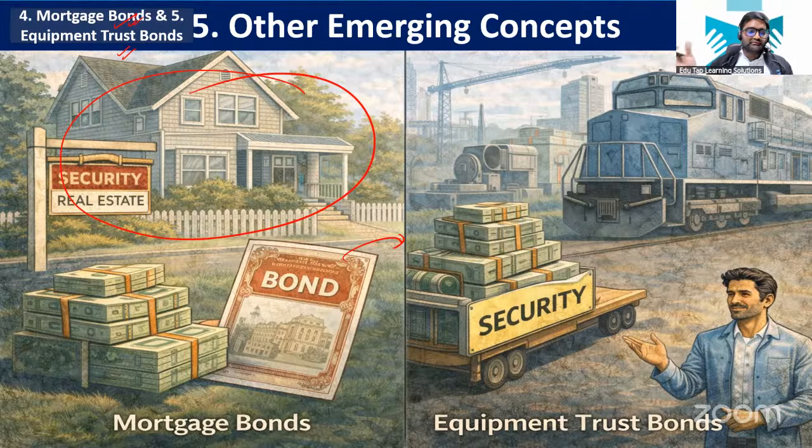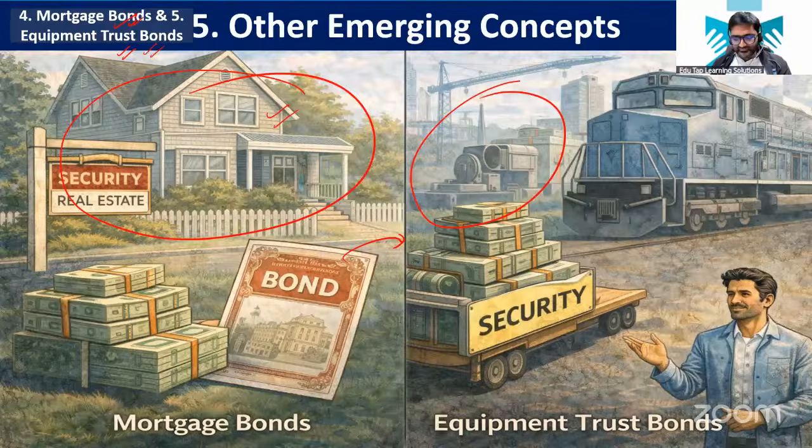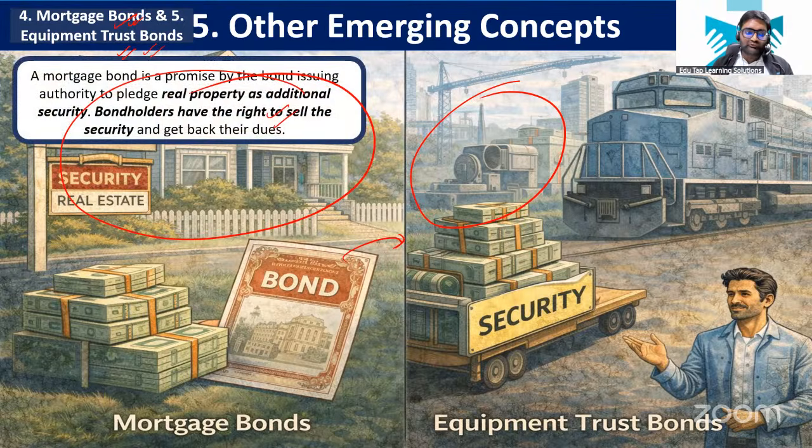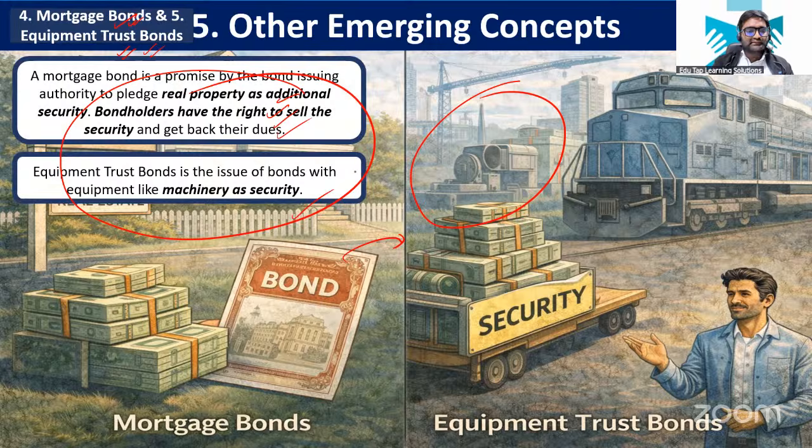In Australia this happens. So there is some security that is kept, and that security is a house. If the security is some other equipment, it is called an equipment trust bond. Simply based upon the change in the security, the collateral is different in both of these types of bonds. Real property is the additional security in one, and here you have machinery as the security in the equipment trust bond.